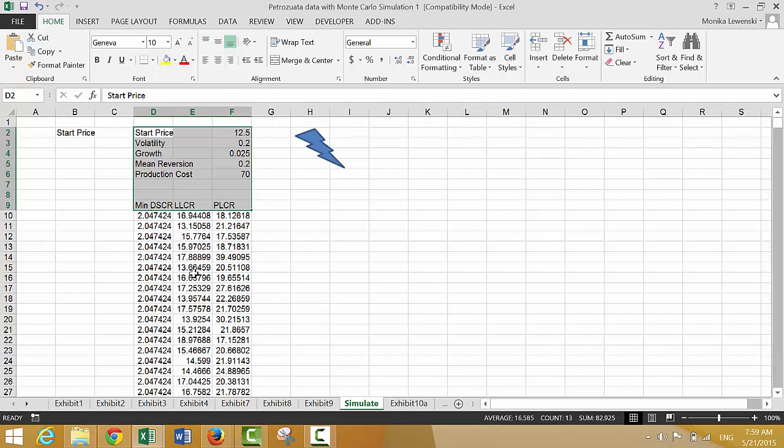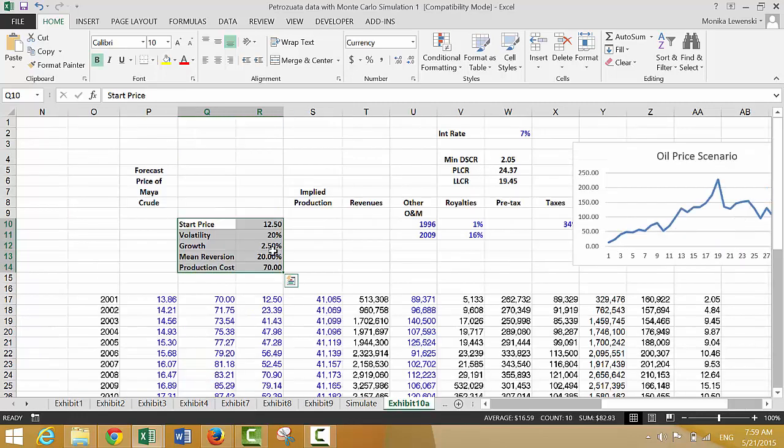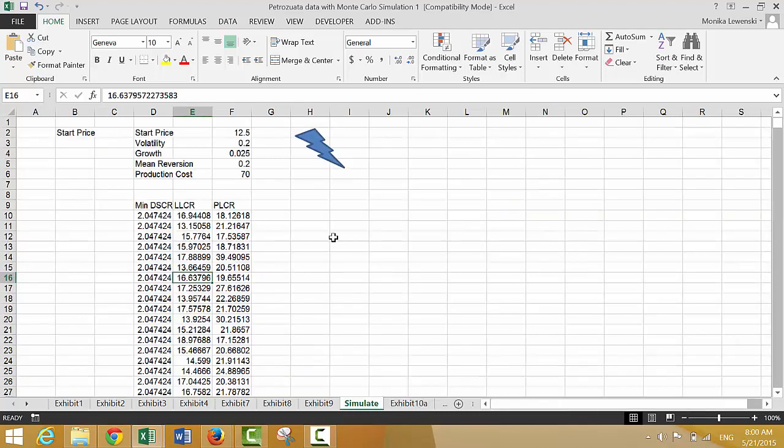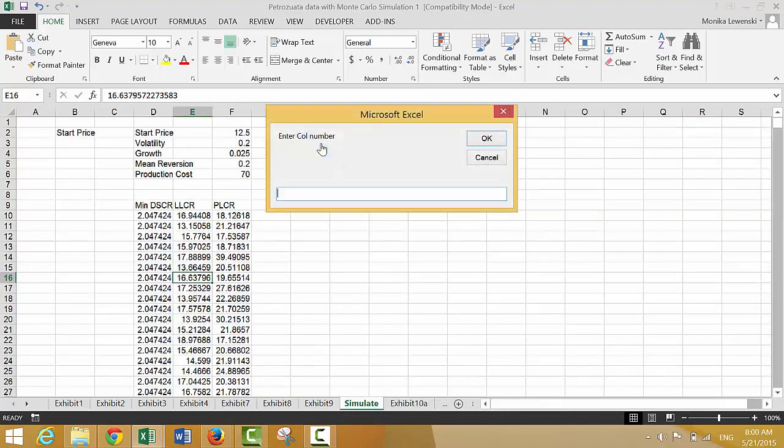Now, when we had the minimum DSCR was always the first one. Okay, let's make a different scenario. And let's, in this case, put a mean reversion of 0. So that means the production cost is ignored. Okay, so it's exactly the same. Go to simulate, and let's put that in. We could put this in 1, 2, 3, 4. How about 4, 5, 6? We'll put it in column 8. Let's put 1,000 simulations.